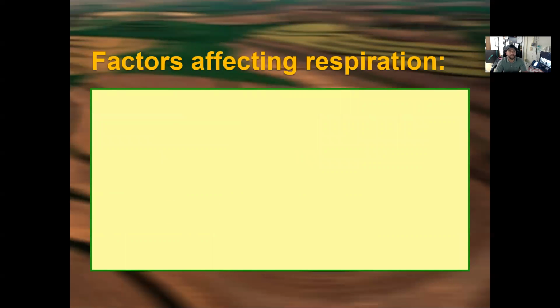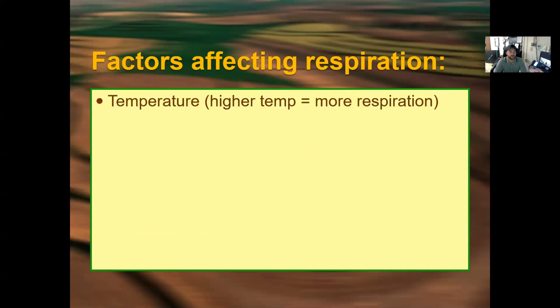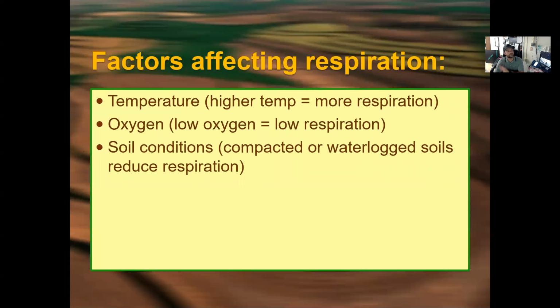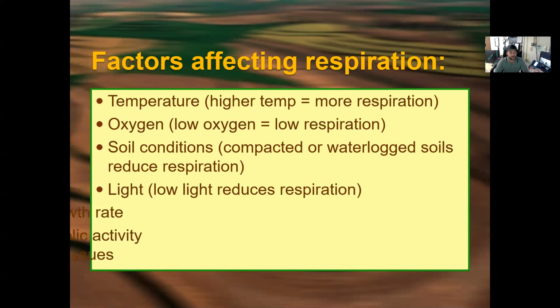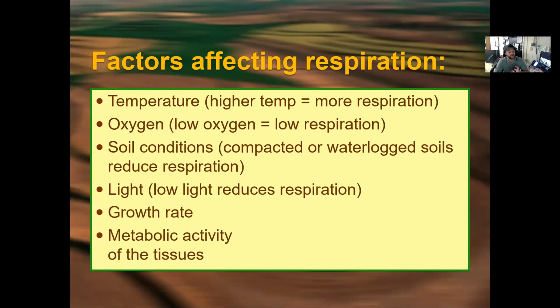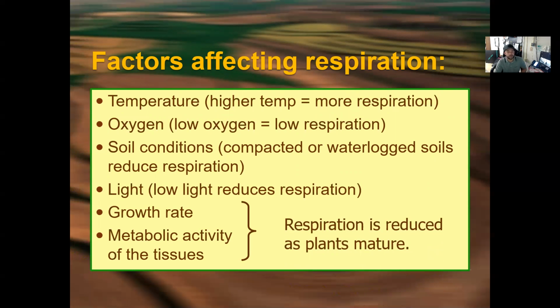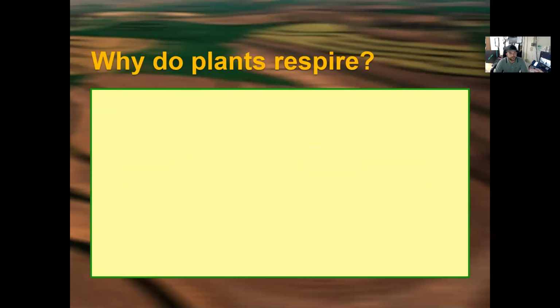Factors affecting respiration: temperature. A higher temperature equals more respiration. Oxygen: low oxygen equals low respiration. Soil conditions: compacted or waterlogged soils reduce respiration. Light: low light reduces respiration. Growth rate, or metabolic activity of the tissues: respiration is reduced as the plant matures.